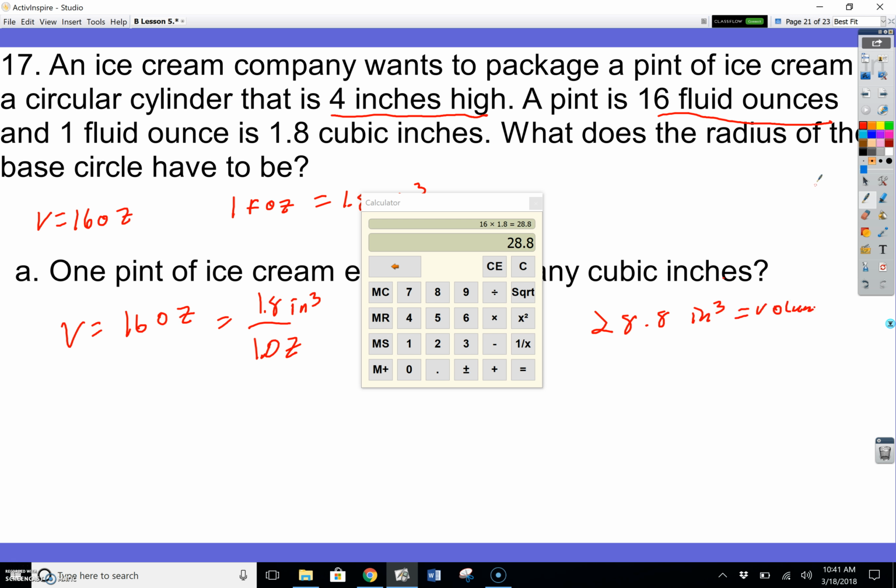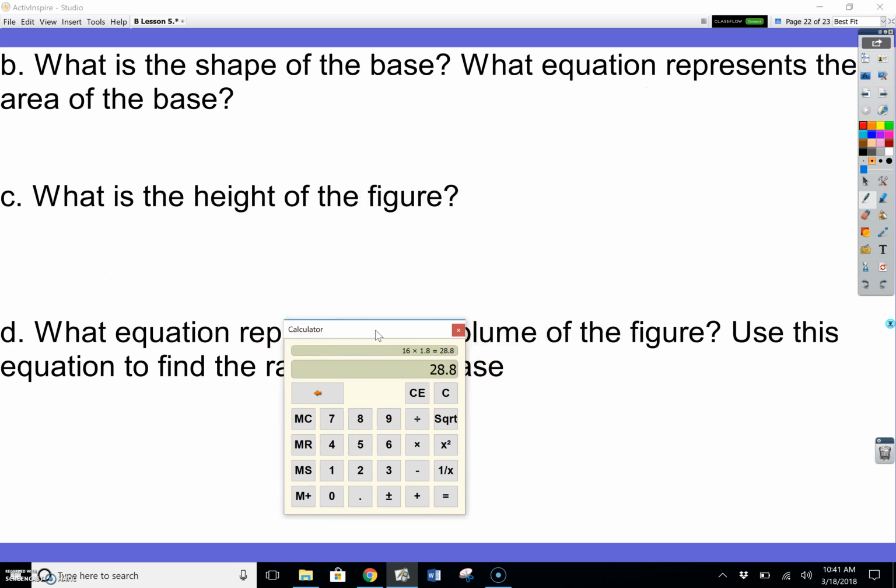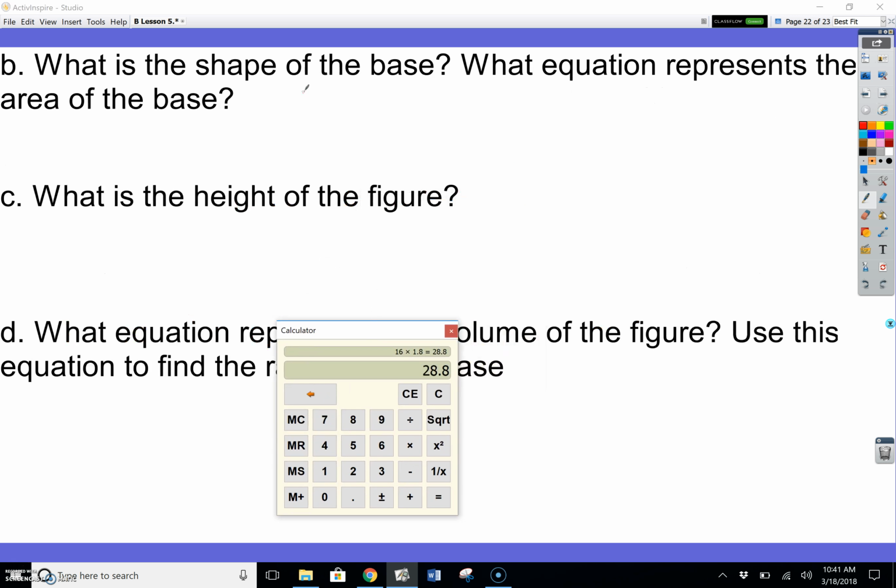Okay? So next thing, what it's going to ask for, it says, what is the shape of the base? The shape of the base is just a circle. It's a cylinder. And it says, what equation represents the area of the base? Well, since it's a cylinder, the base is a circle. Therefore, pi r squared represents the area of the base. And it says, what is the height? It tells us in the instructions that my height is 4.